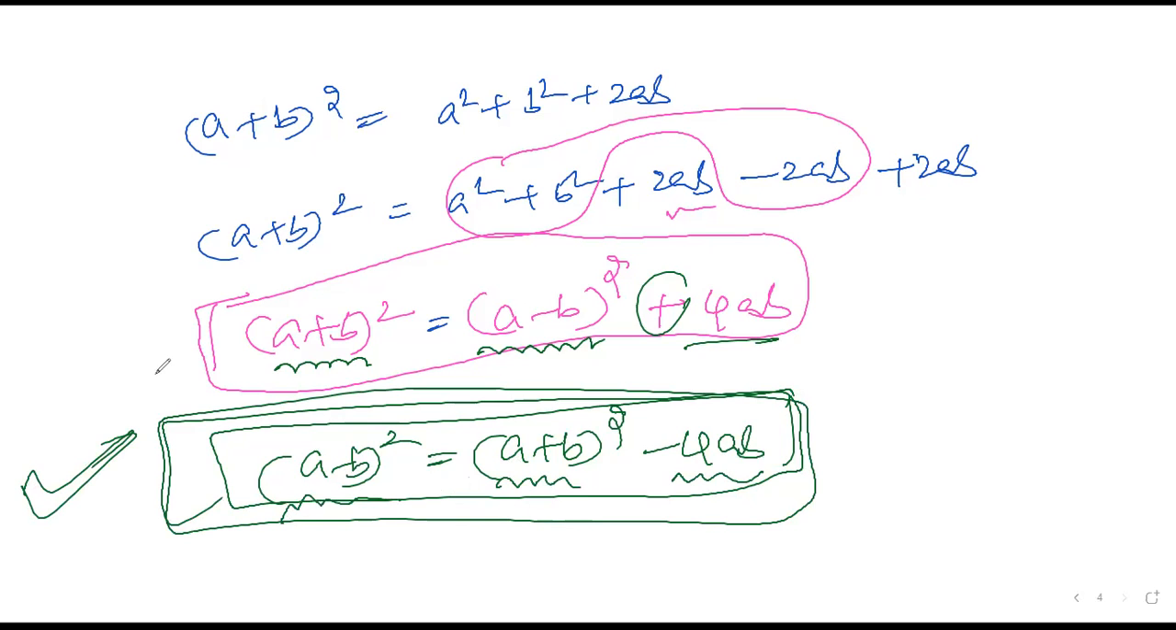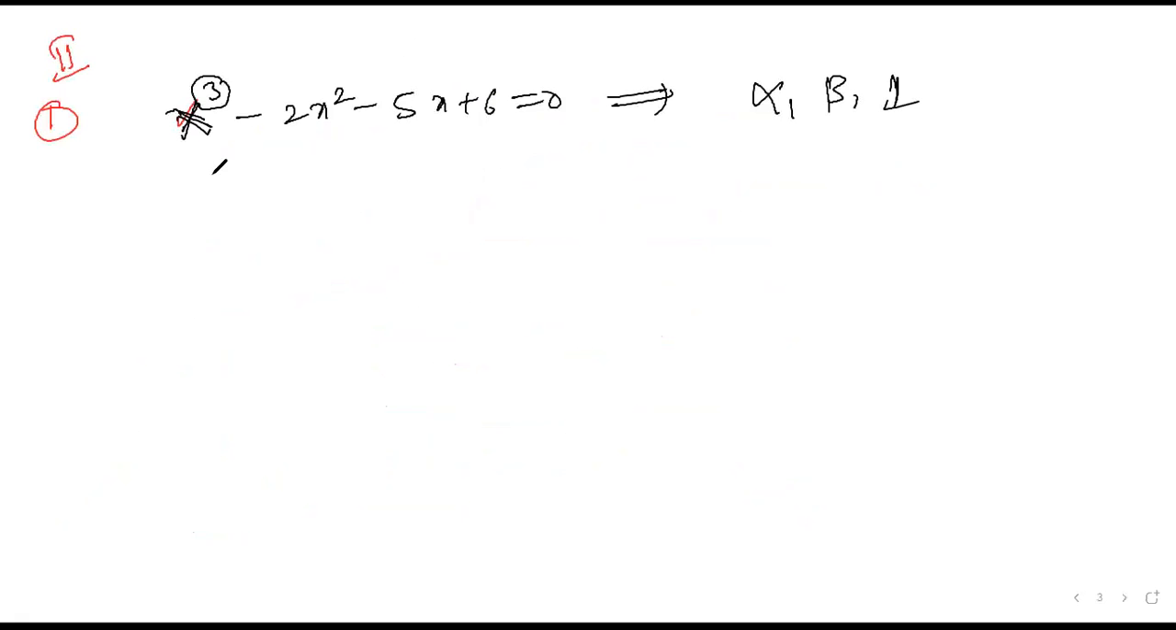Yes, sir. So you can use either of these. If you want to remember for the long term, I will say one logic: a plus b whole square means plus 4ab, a minus b whole square means minus 4ab. Sometimes you may get a doubt as plus 4ab or minus 4ab. If you have any doubt, you can remember like this. Why I'm telling you, you can understand, because I can use that logic here.